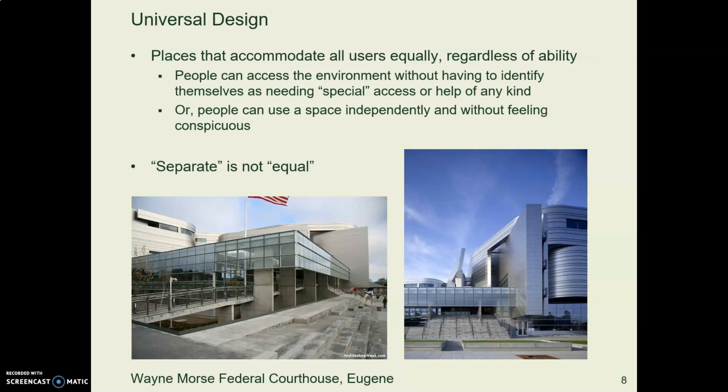And this leads us to the idea of universal design. What universal design features is a place that accommodates everyone equally, no matter what their particular attributes are. If you have some kind of visible or invisible disability, you do not need to identify yourself as needing some kind of special access. You do not need to ask for help. You come in the same entry as everybody else, and you don't have to feel conspicuous. You're not separate, you're with everybody.